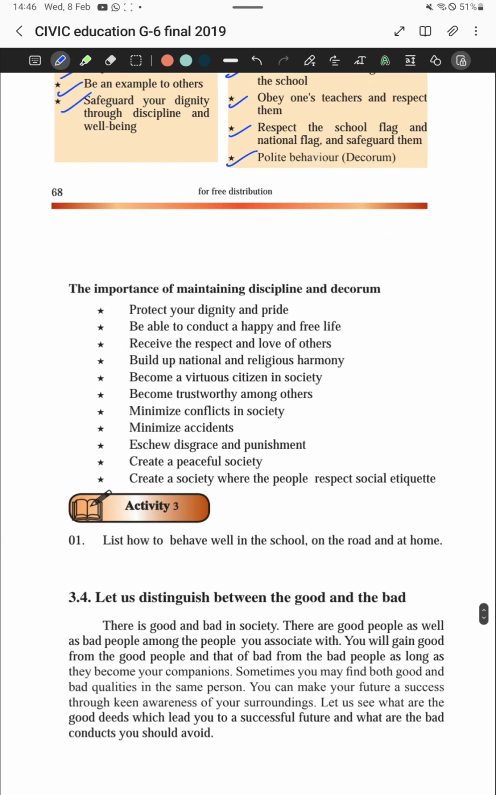Okay, let's move to the importance of maintaining discipline and decorum. Decorum means polite behavior, right? So protect your dignity and pride. Next one, be able to conduct a happy life and also have a free life.